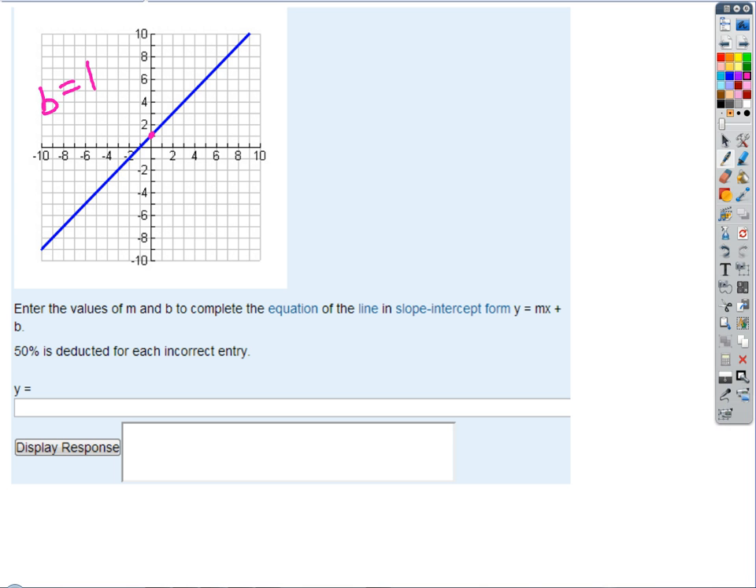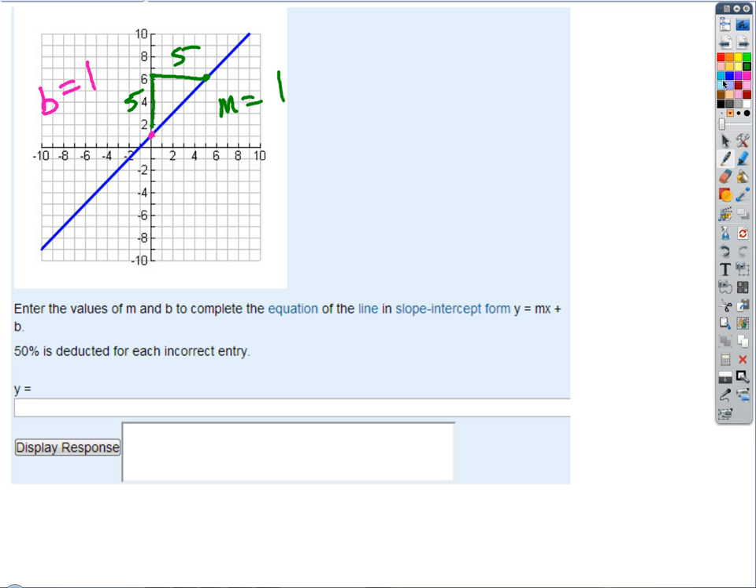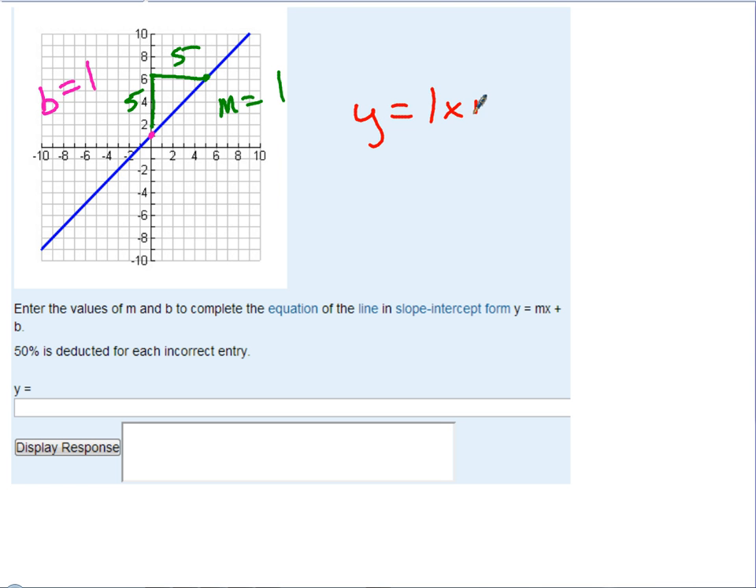If I want to calculate M, all I have to do is make a slope triangle. So I could just go up 1 and over 1, or I could go up 5 and over 5 if I wanted to. Either way, the ratio is just 1, isn't it? So M is 1. And so my equation of the line is just y equals x plus 1.